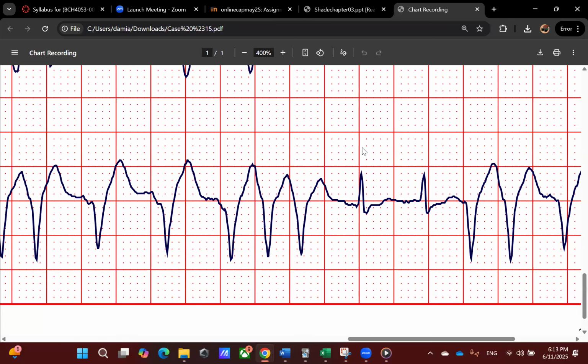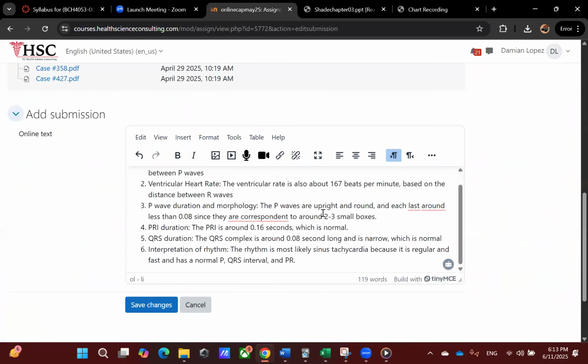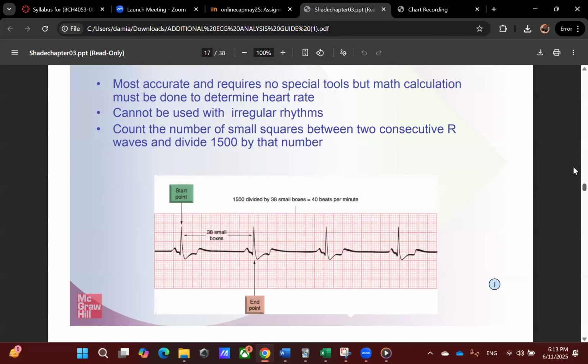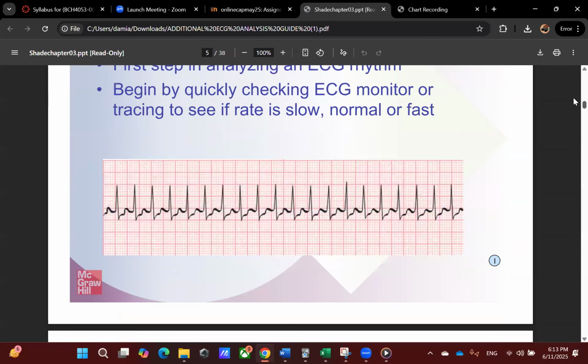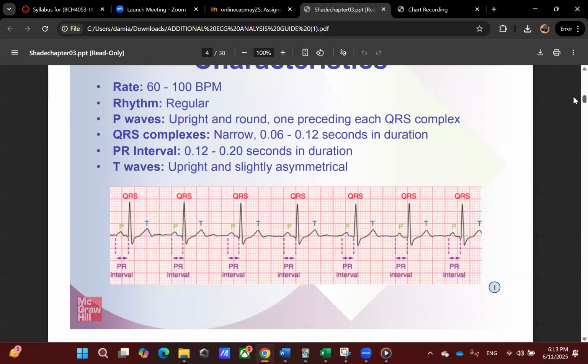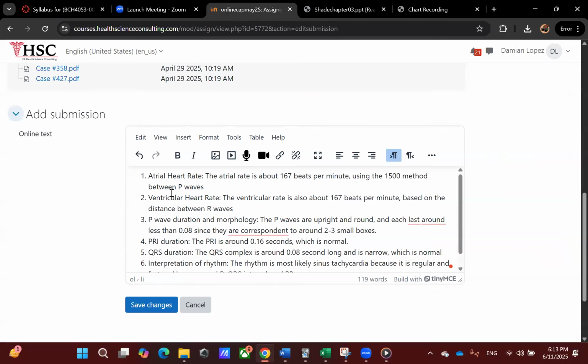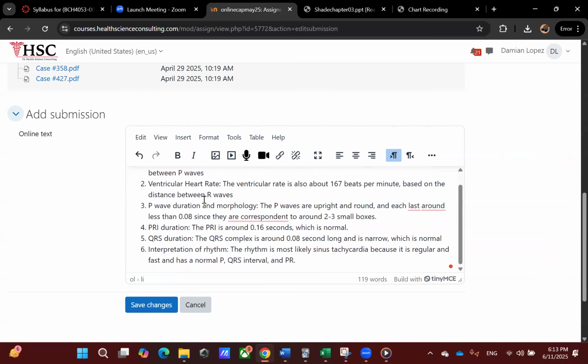You do the same logic for the R. The R is the same distance away. If you start here, it's just one less. Assuming this is 10, you go minus 1, it's 9. It gives you 167. Now that is a little concerning. That's high because the normal heart rate is 60 to 100, as we see here. So this person has a very fast heart rate, especially their atrial and ventricular. But that is where we are then going to find the P wave duration and the QRS to see any abnormalities there.